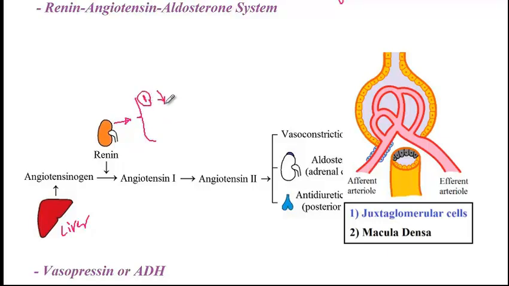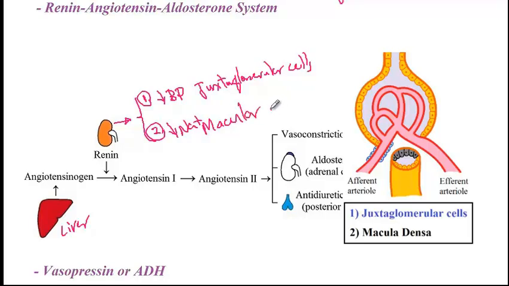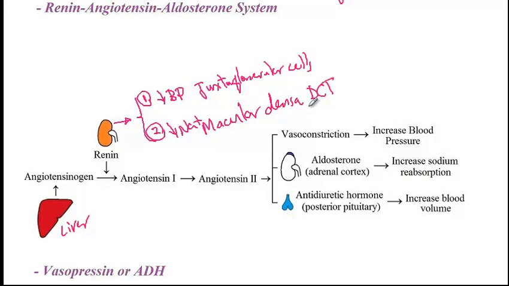One is low blood pressure in the juxtaglomerular cells. And then we have low sodium that is detected by the macula densa of the distal convoluted tubules of the kidney. And then in response to these changes, renin will be produced to convert angiotensin into its active form, which is angiotensin 1 and then later on angiotensin 2.